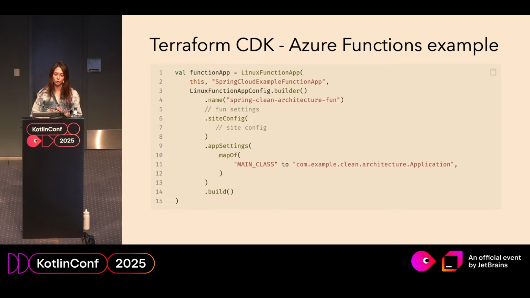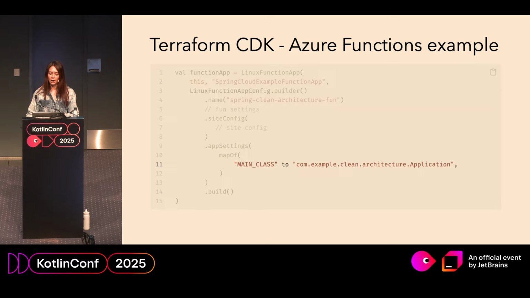So we use infrastructure as code, and in this case, to do it in Kotlin, I'm using Terraform CDK, and I'm using Kotlin to define my infrastructure. So in order for my Azure function to run, I actually need a function app in Azure. So I'm defining that, and because I'm using Spring Cloud Function, I can just say that this is my main class of my Spring Boot app, and this will basically work.